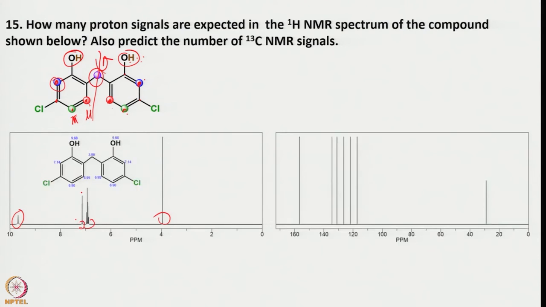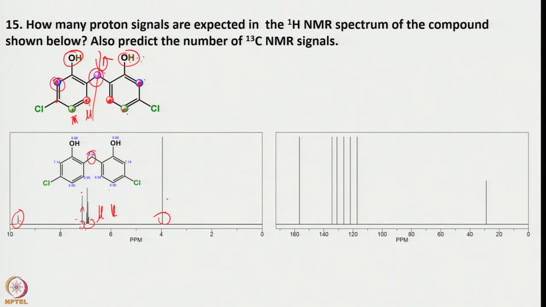So I have shown values here, 3.96 for this one. And then 6.90, yes, here 6.95, you have two doublets, something like this. And then 7.14, here it is, this is a singlet, these are identical. So this is how you can see 1, 2, 3, 4, 5 signals here. Okay, so 5 signals are there.